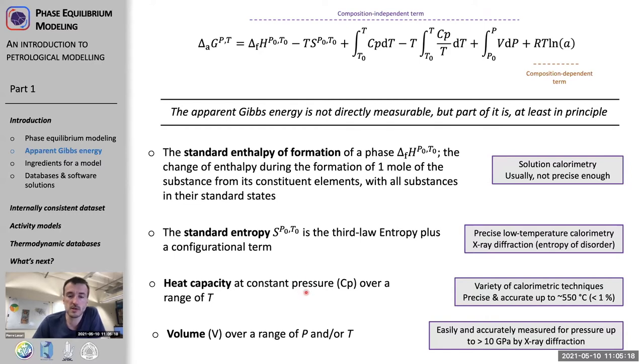For the heat capacity, it is quite straightforward to measure the heat capacity at a constant pressure over a range of temperature. And this is usually precise and accurate, at least up to a temperature of 550 degrees. Above 550 degrees, the precision and accuracy decrease a bit, but there is a large variety of calorimetric techniques. And for the volume, nowadays it's quite easy to measure with X-ray diffraction over a range of pressure and temperature conditions. So that would be a summary of what you can measure and what you can't.